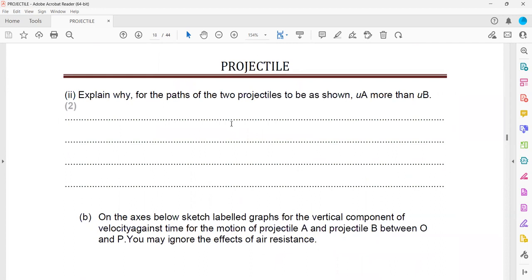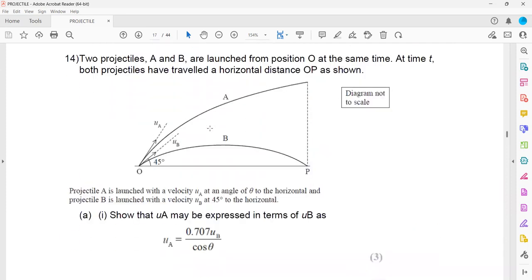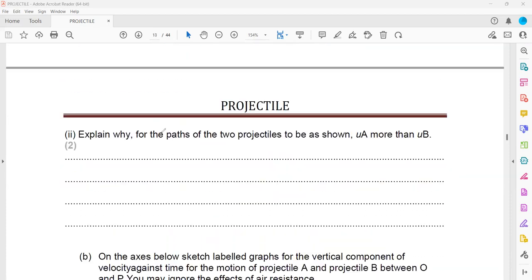Explain why for the path of two projectiles as shown, UA is more than UB. So what is the reason why UA, as you can see, is more than the second value UB? As you can see, we have the formula UA cosine theta is equal to UB cosine 45. That is the expression, the previous expression.